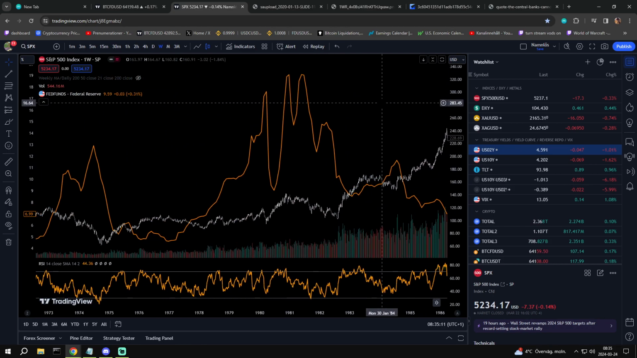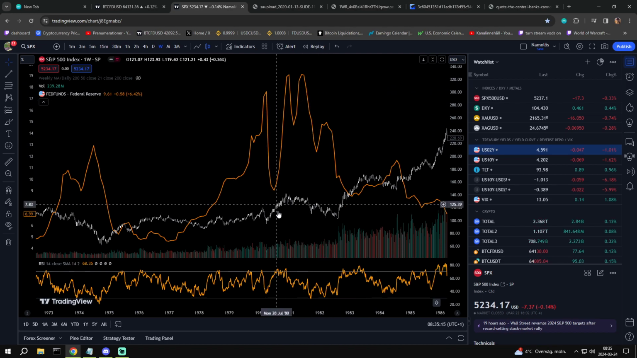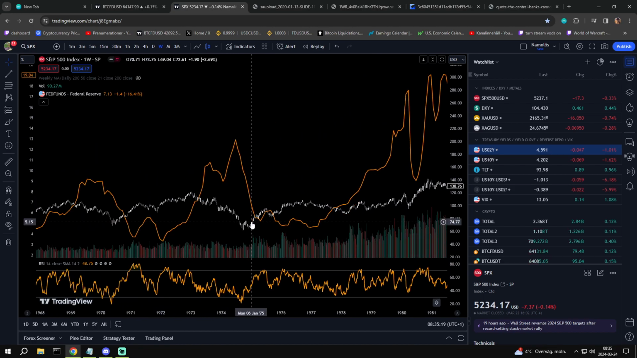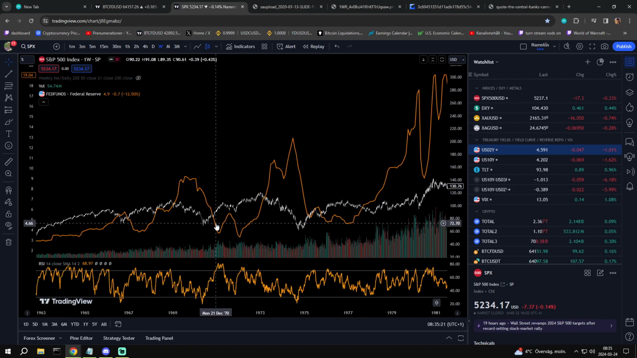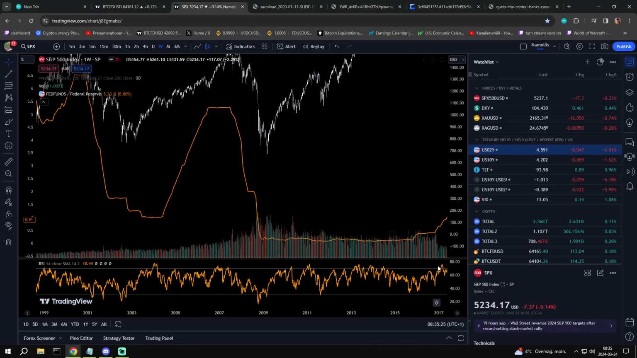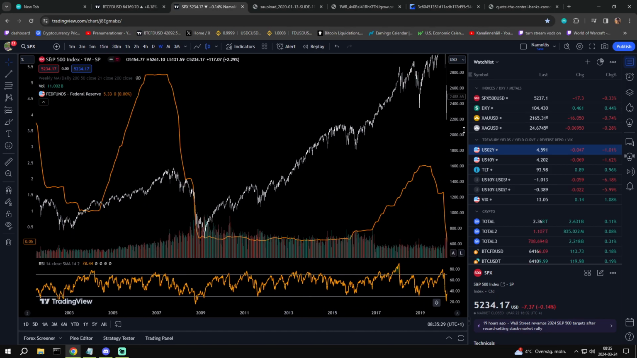There was a recession right here. What happened when interest rates were going down here? There was a recession over here. What happened when interest rates were going down here? There was a recession over here. What happened when interest rates were going down here? There was a recession over here. And over here, a recession, etc. Right? So interest rates going down is not a good sign because it means that the economy is weak.